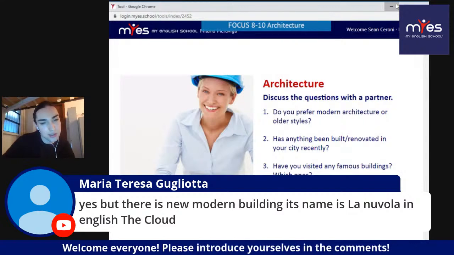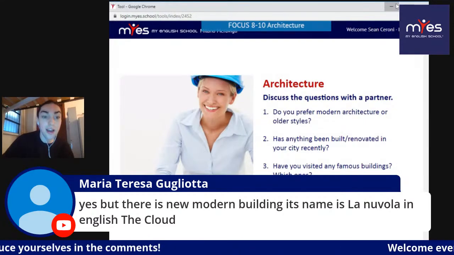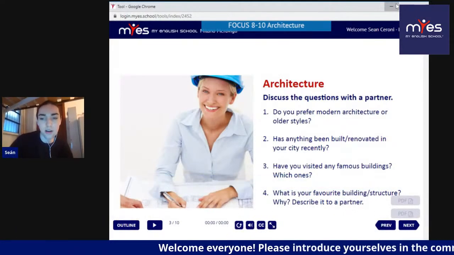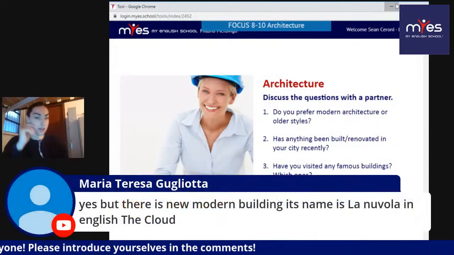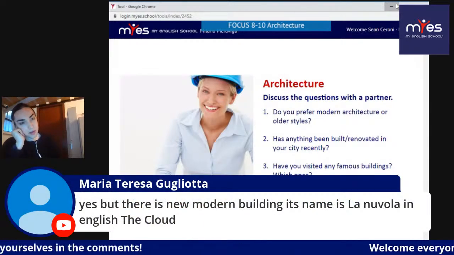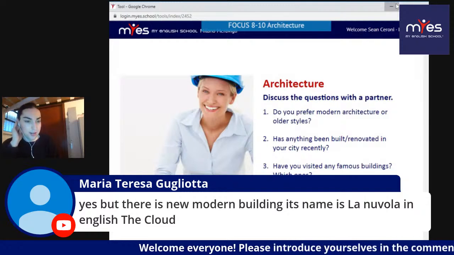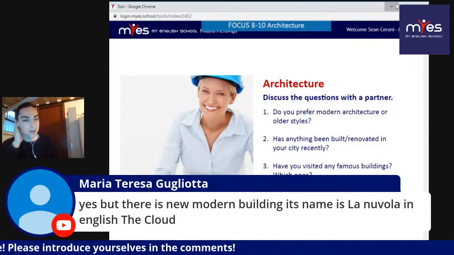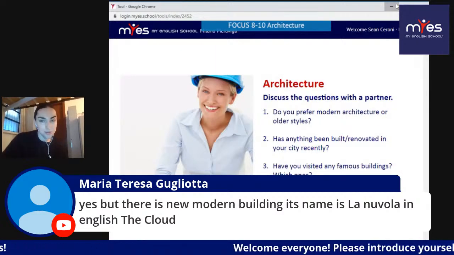Yes, but there is a new modern building, and its name is La Nuvola, in English, the cloud. Okay, so you're talking about Rome. Yes, I said it was very historic, but there is a new modern building. Its name is La Nuvola. Okay, interesting. I'm not familiar with this building. Yeah, it's good to hear that there's some kind of new developments in Rome. I would be interested to see what that is like and to investigate.